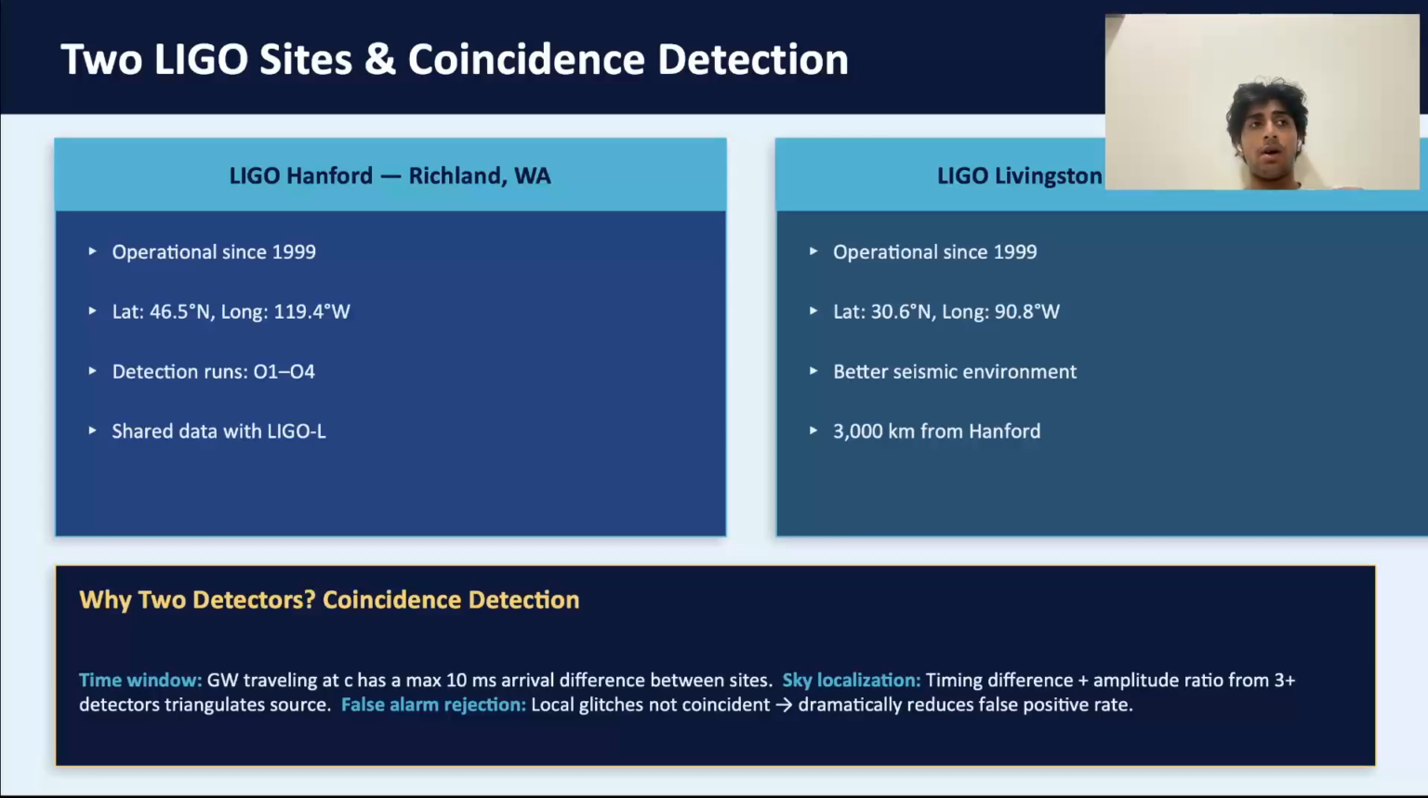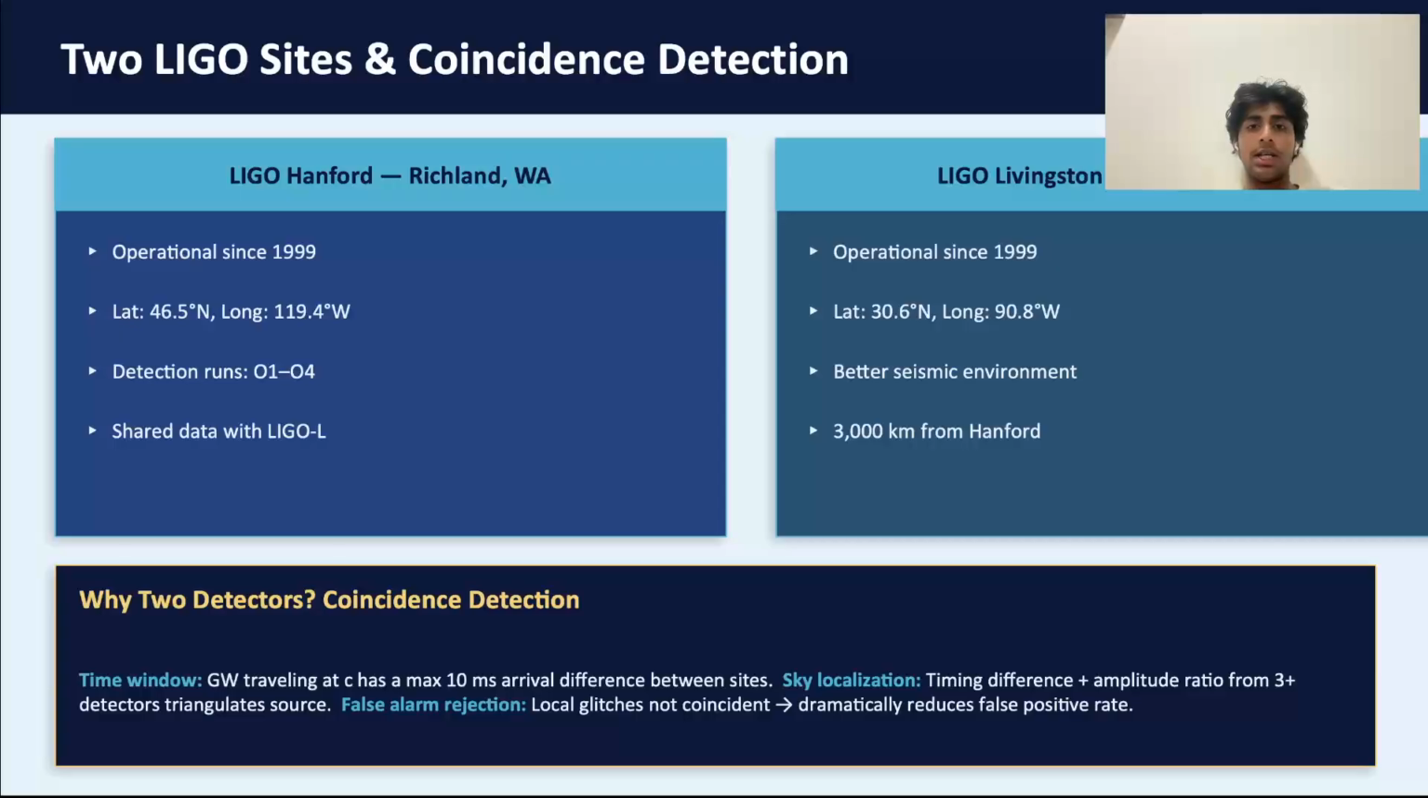Now, we add a third site, for example Virgo in Italy and KAGRA in Japan, into the network, and the time delays between the three or four sites let you triangulate the source direction, giving astronomers a specific patch of sky to point their telescopes at within minutes of detection.